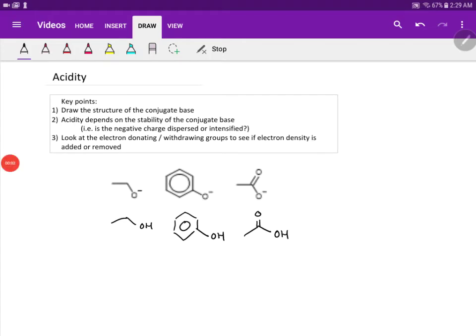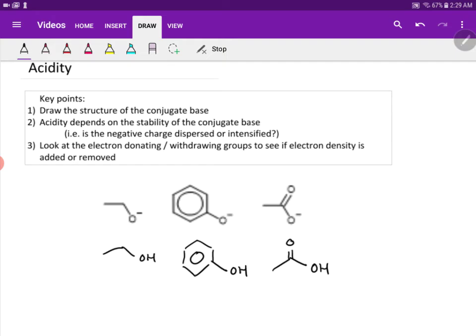Hi everyone. For today's lesson, we are going to extend the idea of electronic effects to explain the acidity of certain weak acids or organic acids. Alright, so these are the steps behind it. The first step that you should take is to draw the structure of the conjugate base.